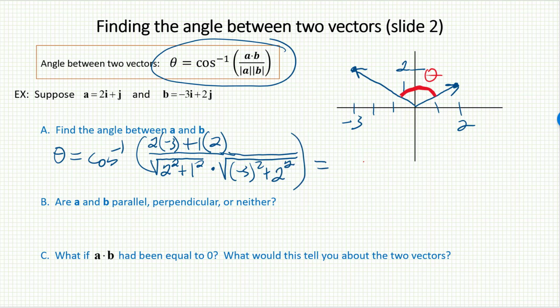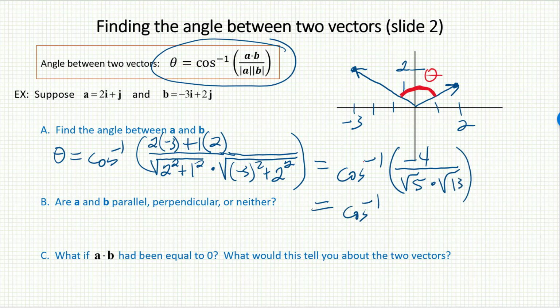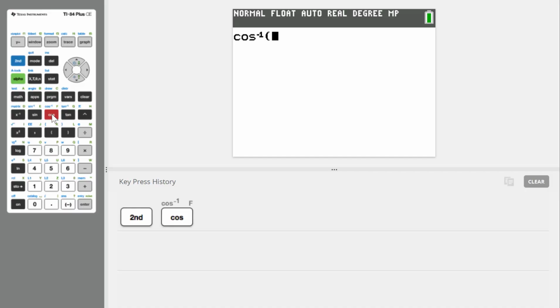Let's clean this up just a little bit and then we can go to the calculator. So the dot product turns out to be negative 6 plus 2, which is negative 4. And then it looks like one magnitude is square root 5, and the other magnitude, 9 plus 4, would be 13. Let me clean up one more step. Root 5 times root 13 would be root 65. And so here's what I can go to the calculator with.